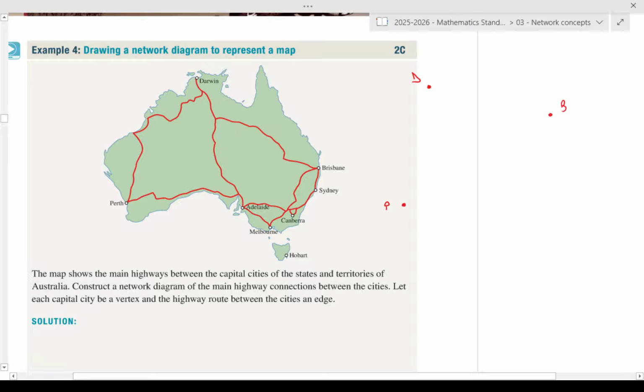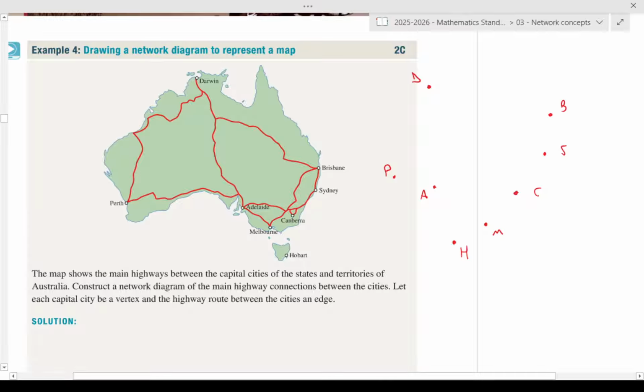And like I said, they don't have to be in exactly the same positions, but it does make it easier if you've got them in relatively similar positions. I might move P just to there, and that way I can put Adelaide there, and I'm going to put Hobart down there. It doesn't really matter because Hobart's not connected to anything, but that's all right. So there we go. I now have a network diagram. Well, I have the vertices.